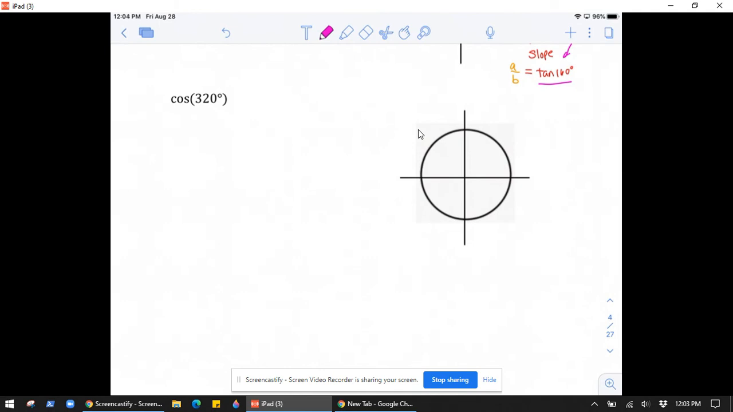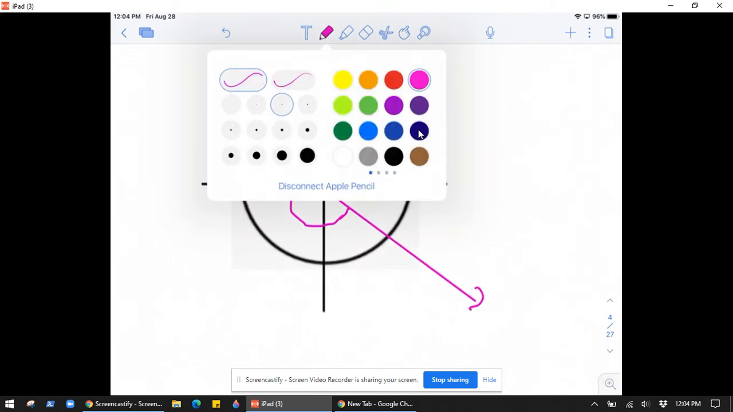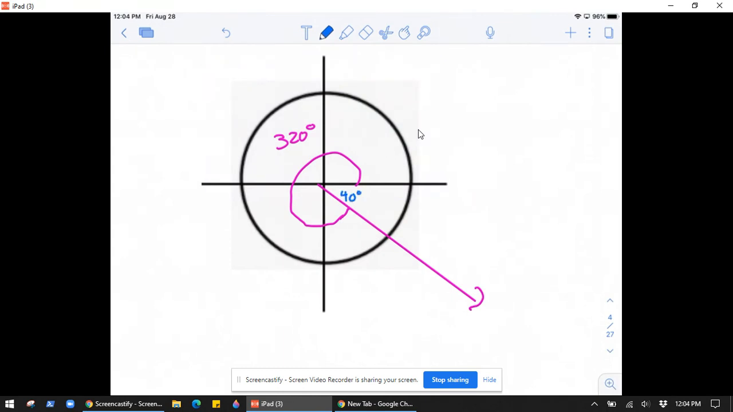The cosine of 320 degrees. So 320 degrees takes us here, 40 degrees shy of 360. Again, the cosine, I'm just going to draw this line here. The cosine of 40 degrees is the x-coordinate of this point. In fact, if it helps, write cosine of 40, comma, and then the y-coordinate of this point is sine of 40. We don't really need sine for this problem.